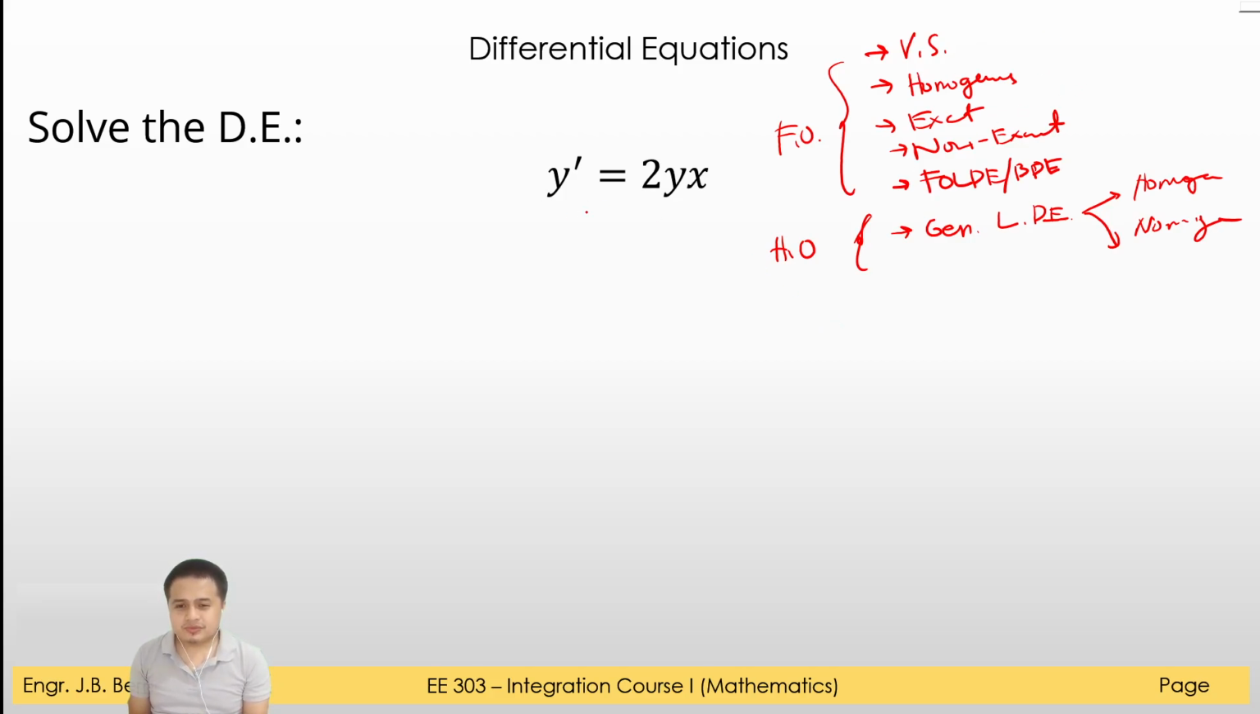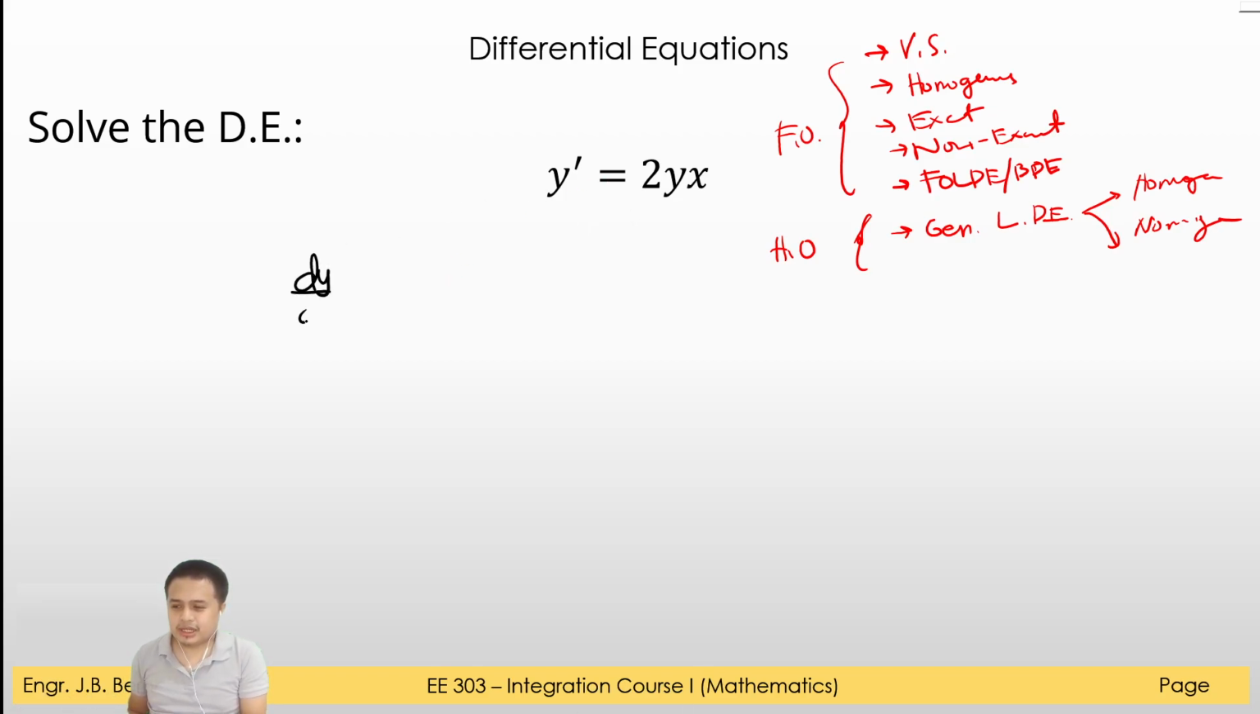Okay, so this first one, what type of differential equation do we have? A variable separable. Actually, is it also homogeneous? Actually, no, sorry. So this is a variable separable differential equation. So what does it mean?